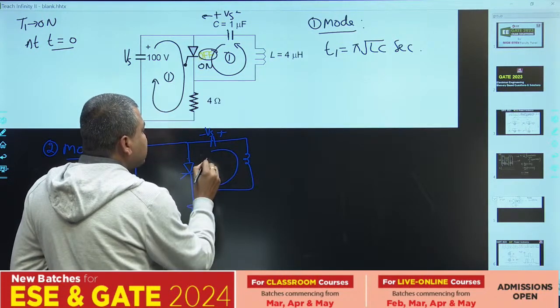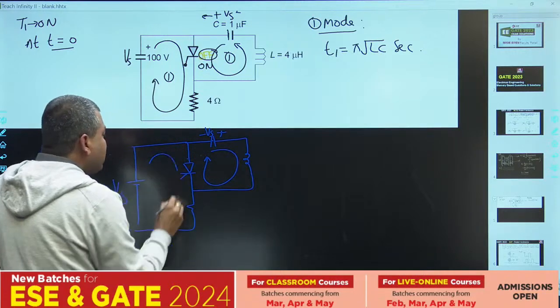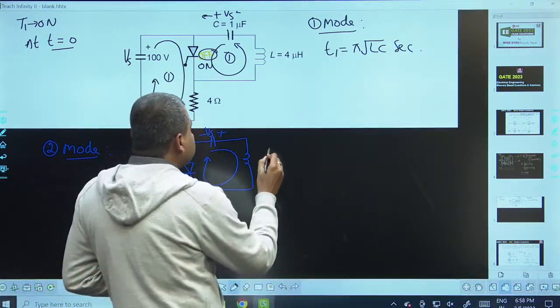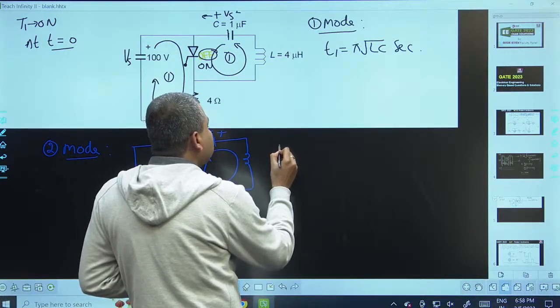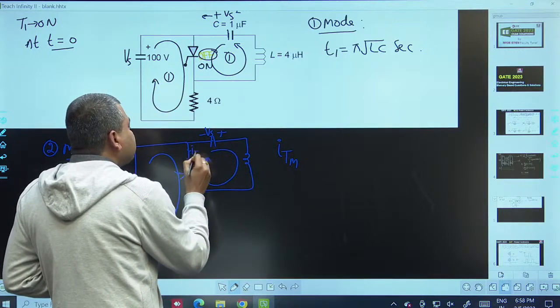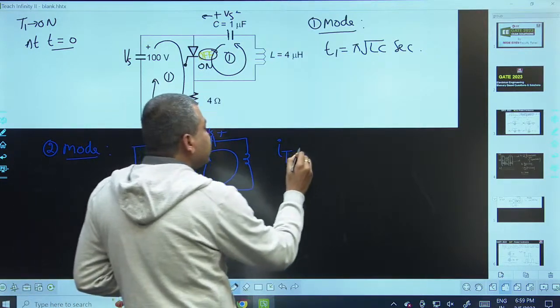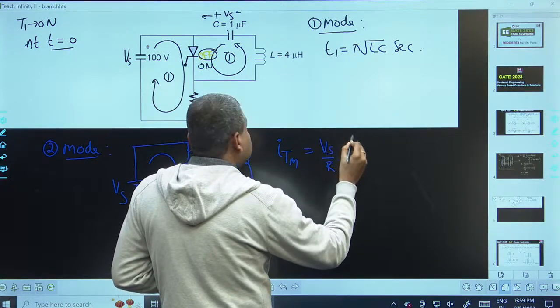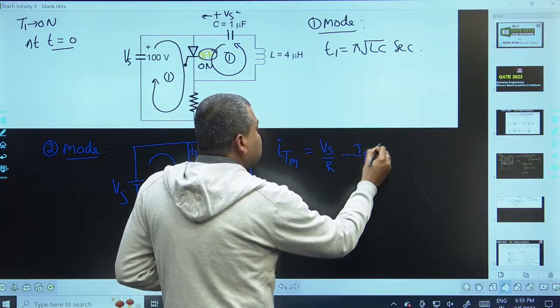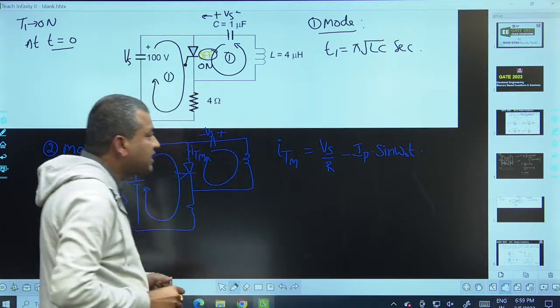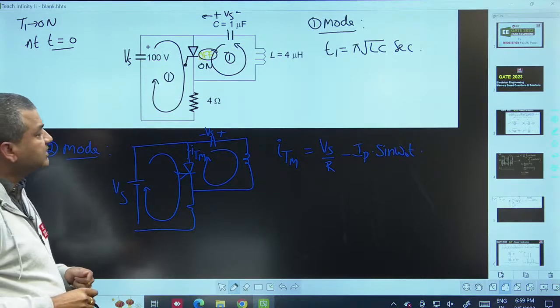See, it is discharging in the reverse direction and the load current is in this direction. So what is the resultant current passing through the thyristor here? This is the second mode. The resultant current passing through the main thyristor is the load current, Vs by R, minus Ip into sine of omega naught into t. That is the resultant current passing through the thyristor in the second mode.